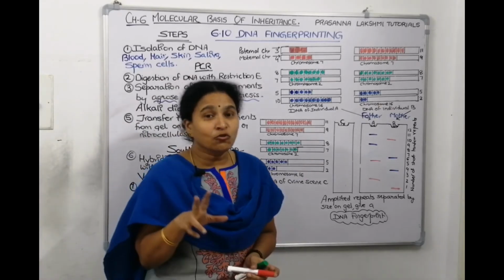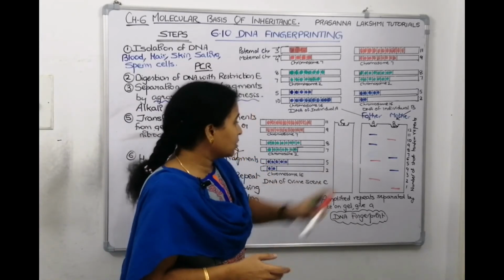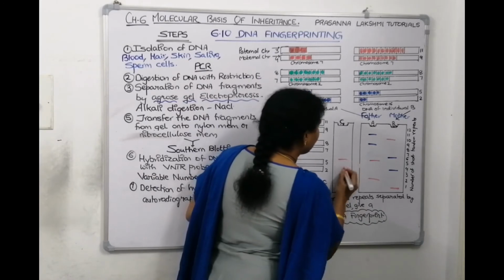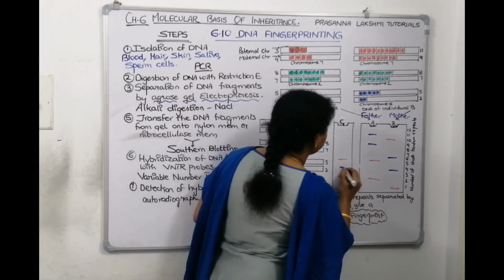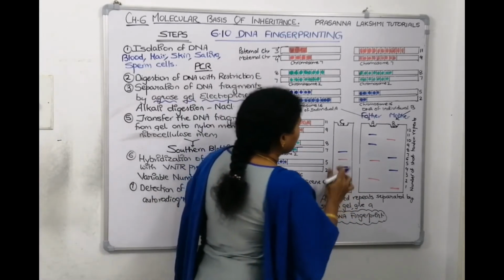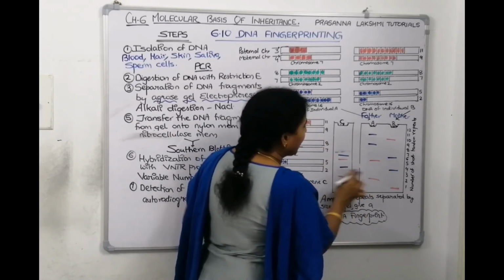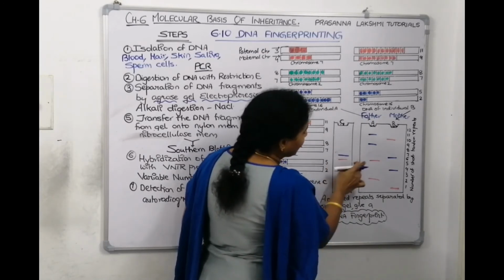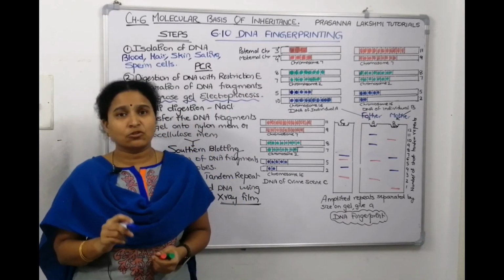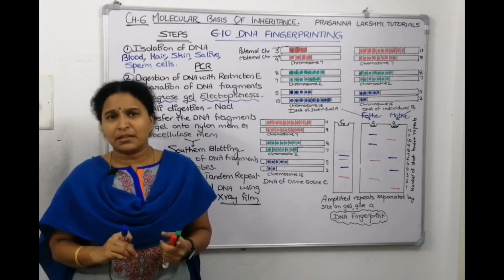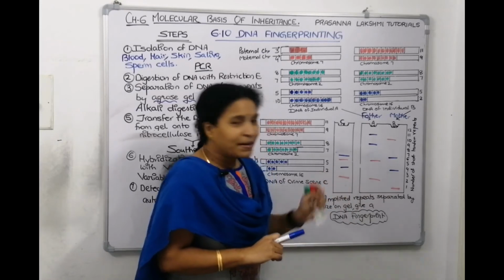Out of these 4 bands, 2 bands of the child will match with the father and 2 bands will match with the mother if the child belongs to the same parents, right? So let us match these red color bands with the father and the blue color bands with the mother. Now see, this band is matching with this band. This band is matching with this band. And this red band is matching with this band. So out of the 4 bands of the child, 50% of the bands are matching to the father, 50% to the mother. So these are the biological parents of this child.